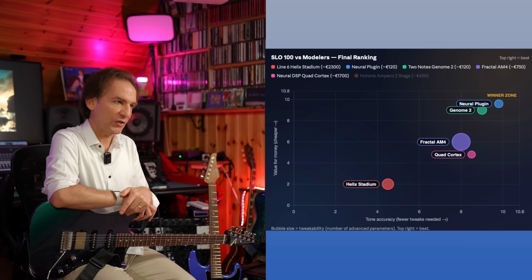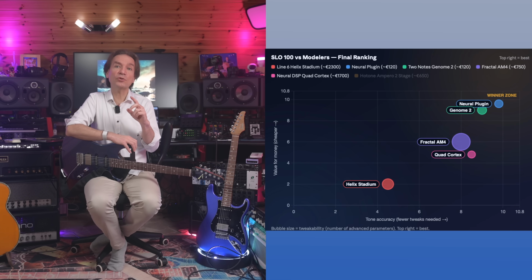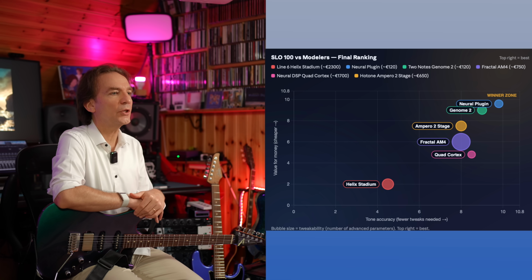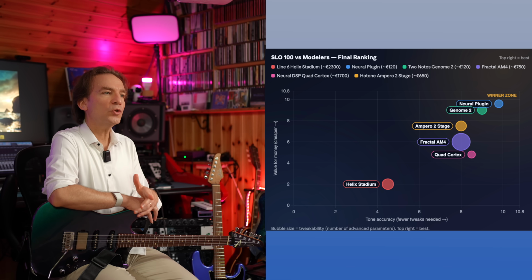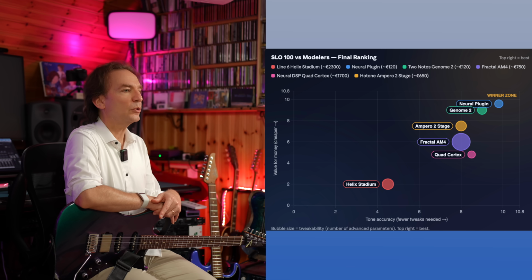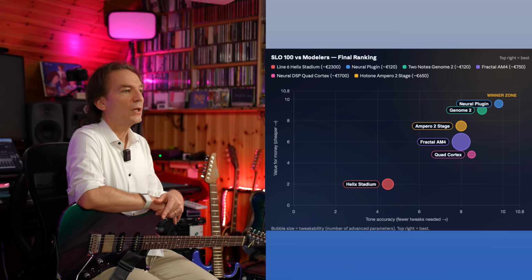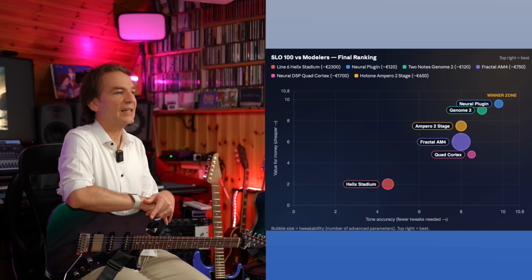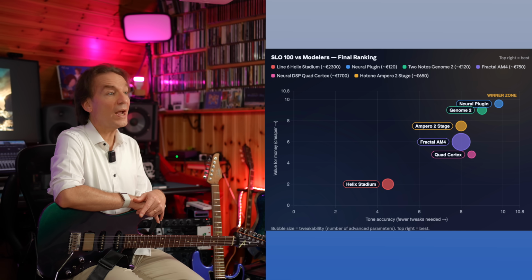are really convincing. The Hotone Ampero2 Stage is the surprise of the series. I was able to nail the tone of my real SLO 100 with the least expensive hardware unit of the whole comparison, which is quite remarkable. Yes, I had to tweak quite a lot, but I didn't notice artifacts or annoying things like I noticed in the Stadium. In terms of tweakability, it sits in the middle between the Quad Cortex, having also the preamp and power amp tube simulation, but with less parameters than the Stadium, and of course way less than Fractal.